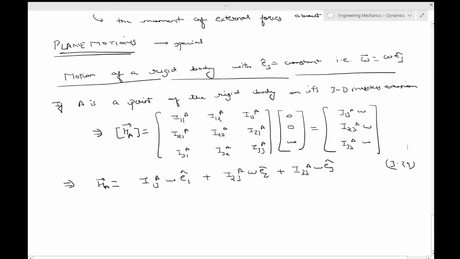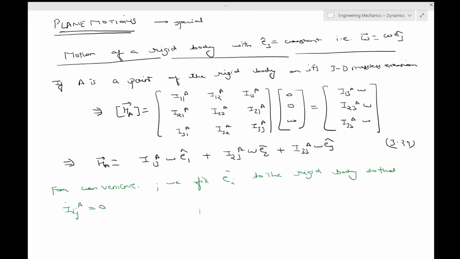Now this is an important word. For convenience, we fix Ei to the rigid body so that Ij dot A is equal to 0.